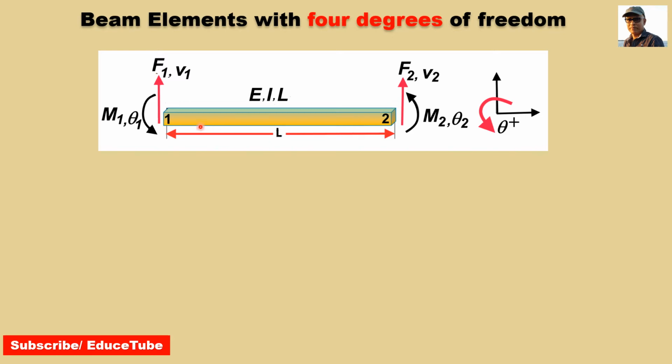Here, beam nodes are designated. This is a very important point. Beam nodes are designated as the locations where forces are applied and where displacements are measured. Very important point to understand. These beam nodes are designated as the locations where forces are applied and where displacements are measured.